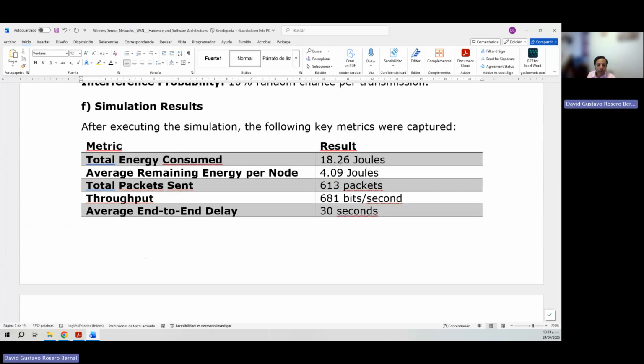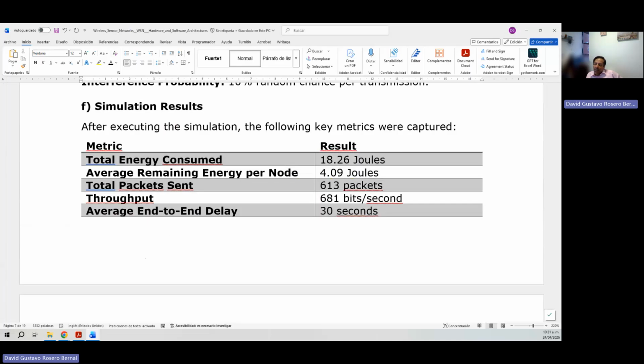These are the simulation results. After executing the simulation, the following key parameters were captured. Total energy consumed: 18.6 joules across all the 20 nodes. Average remaining energy for nodes is 4.09 joules, approximately 82% of the initial energy retained.